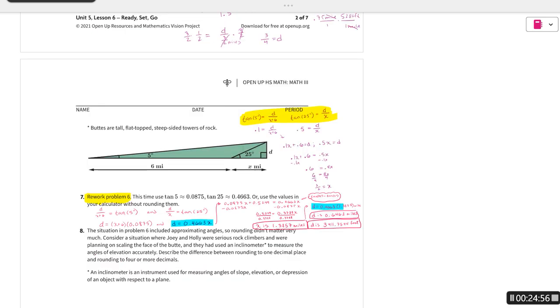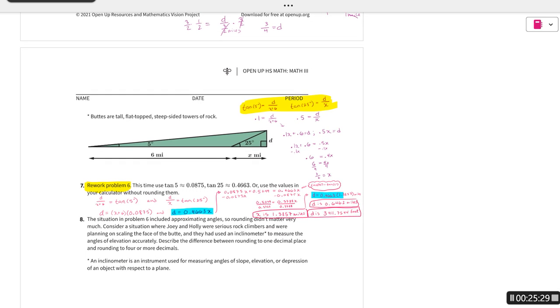Let's move on to problem 8. So it says, the situation in problem 6 included approximating angles. Rounding didn't matter very much. Consider a situation where Joey and Holly were serious rock climbers and were planning on scaling the face of the butte, and they had used an inclinometer to measure the angles of elevation accurately. Describe the difference between rounding to 1 decimal place and rounding to 4 or more decimal places. So we did just talk about that a little bit.